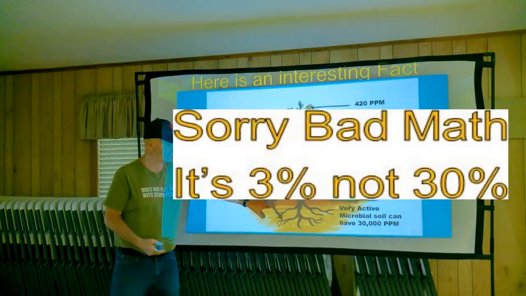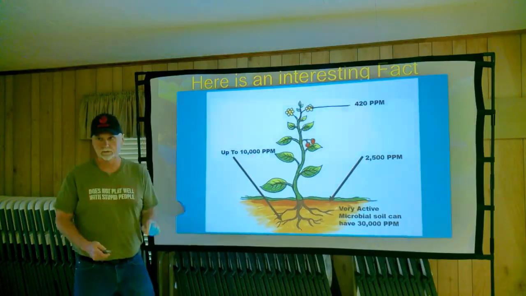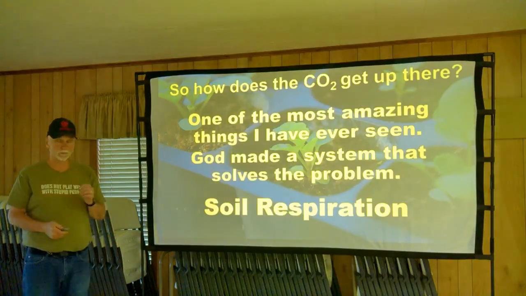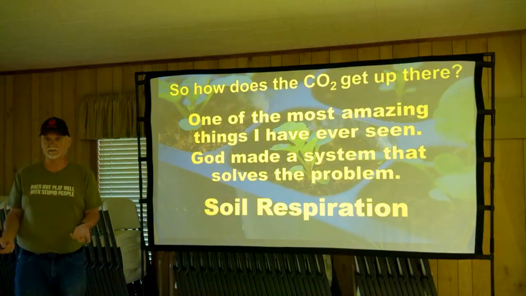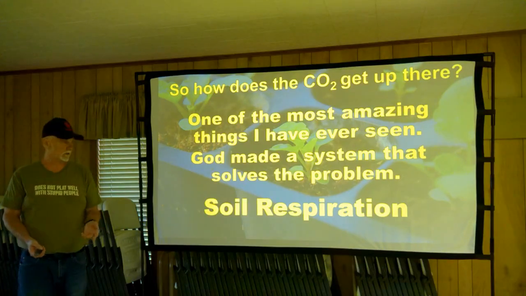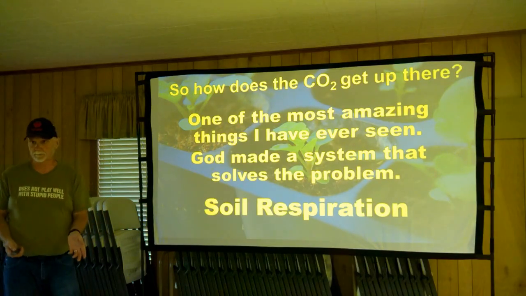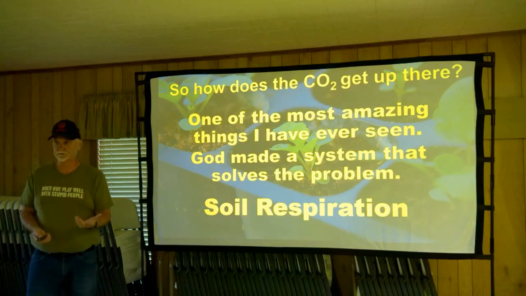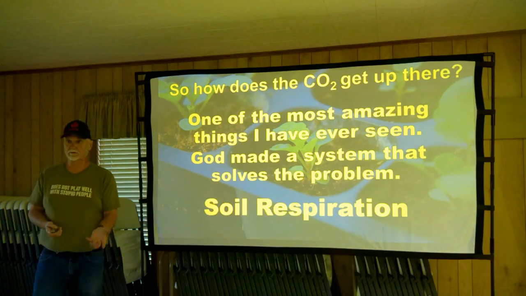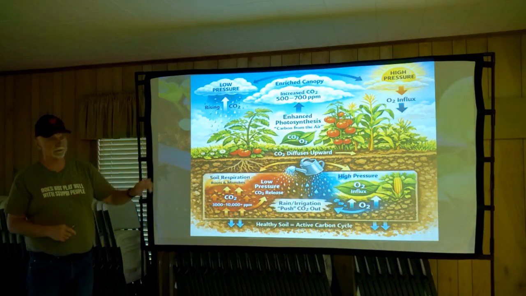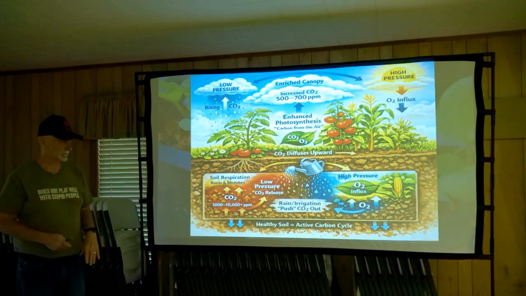The trouble is, we've got to get from here up here. So how does that happen? What's the mechanism to do that? Well, one of the most amazing things that I've ever seen is something that God created called soil respiration. This is a mechanism that all of nature uses to get the CO2 out of the ground and up to the plants. So this nice little picture is going to explain how that works.